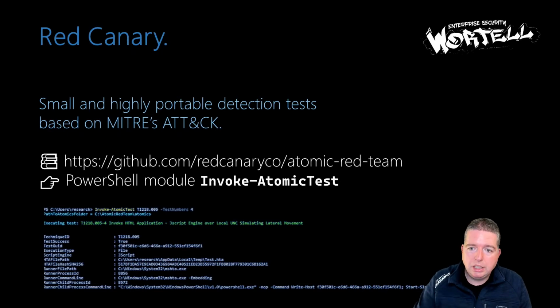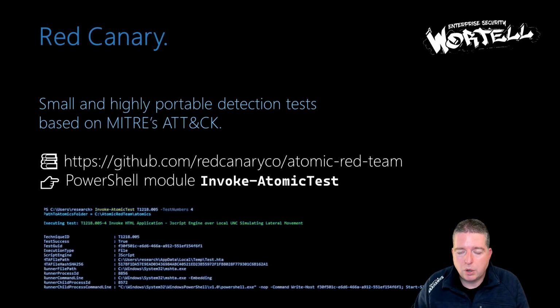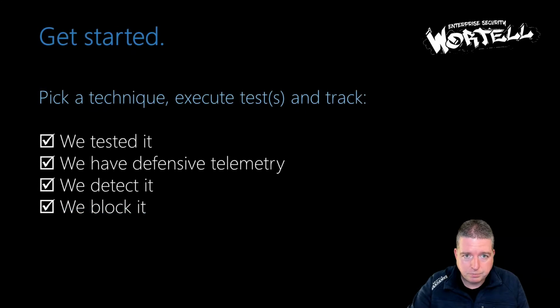Now, copying these items to a Windows host and then executing them manually might be cumbersome. So another great project is called Invoke-AtomicTest. You can just give the parameter of T1218 and it would execute, it would copy the files, download them, execute them, and then give you a response whether it executed correctly or not. And I would say that's a great way to get started.